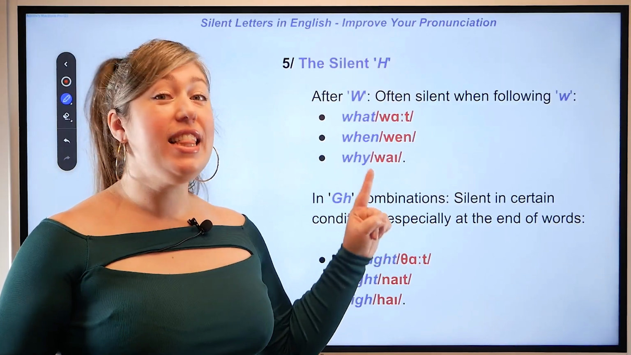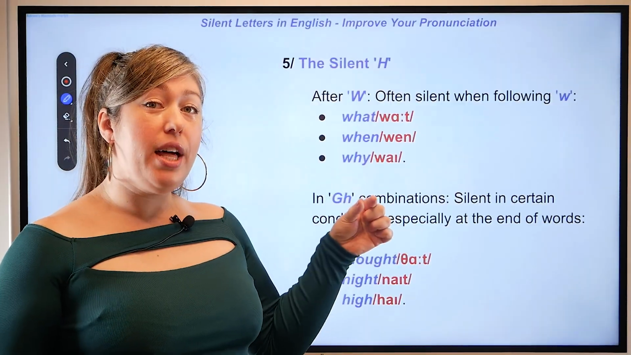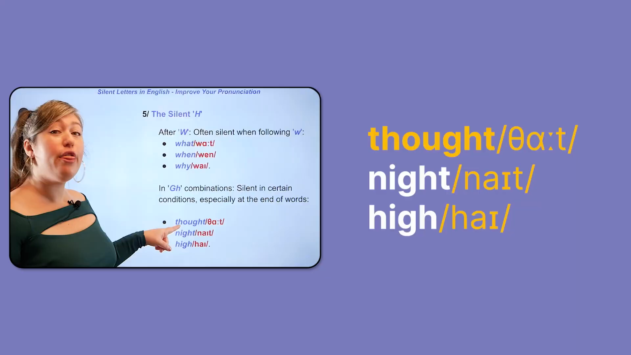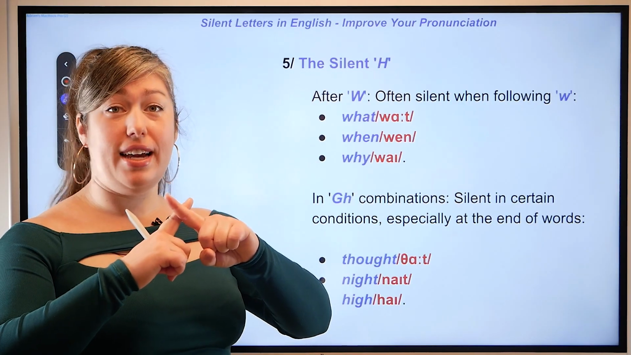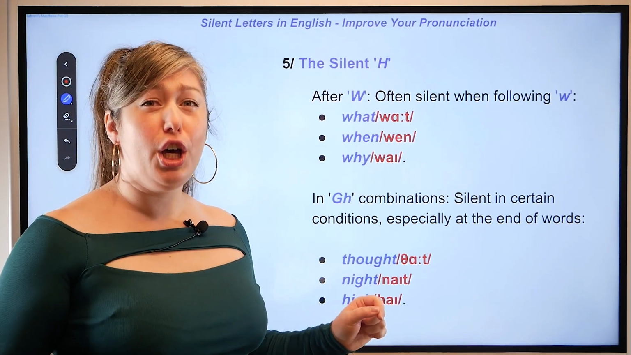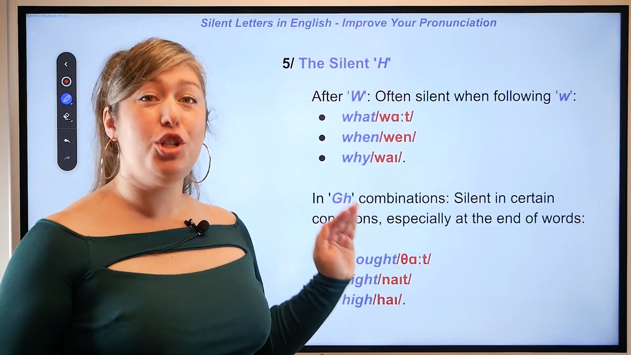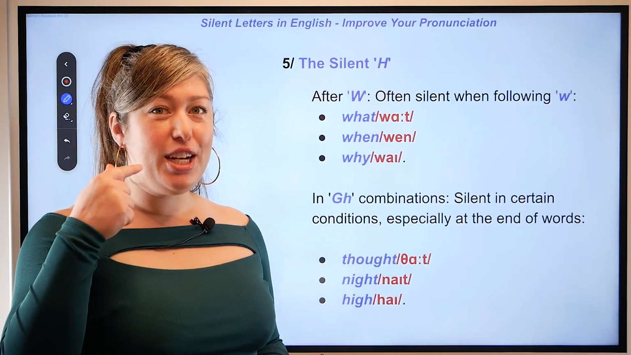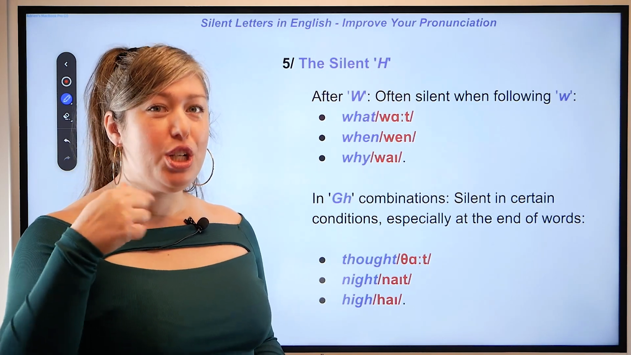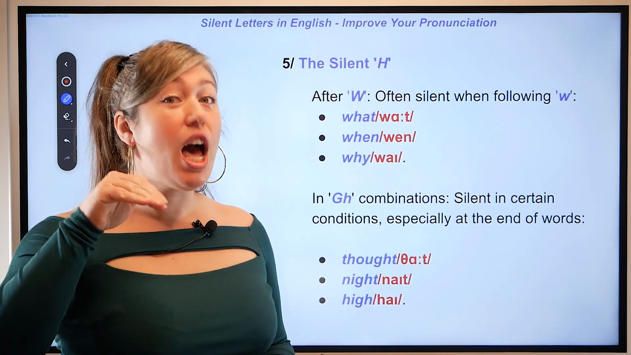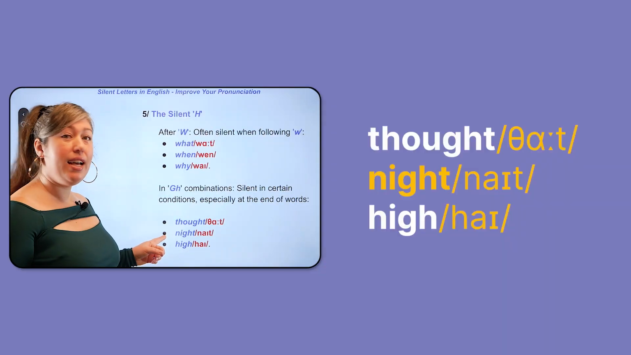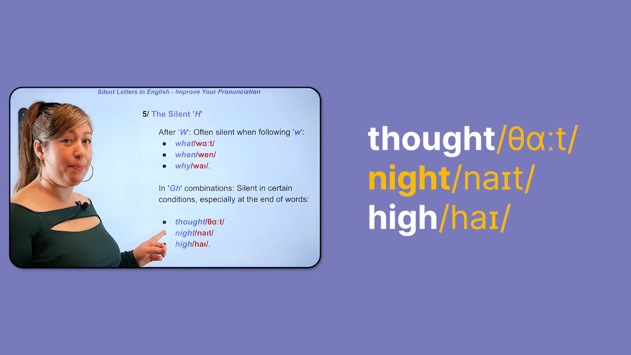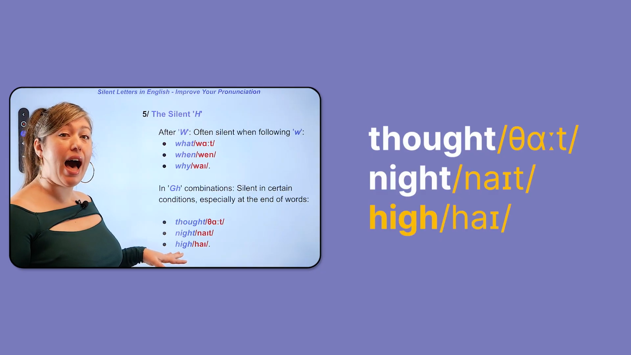And we have silent GH. Usually when these two letters are together, we don't say either of them. Here are some examples like thought. Don't say the GH, it's not thought with a G and H sound. GH is silent, so we say thought. And again, remember with the TH sound, put your tongue between your teeth. Thought. And this one, night. It's got the long I sound, night. And here, high.